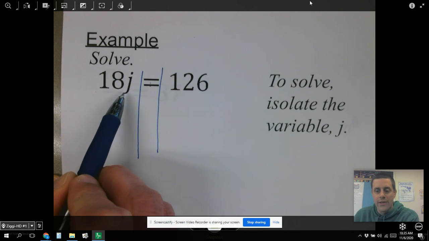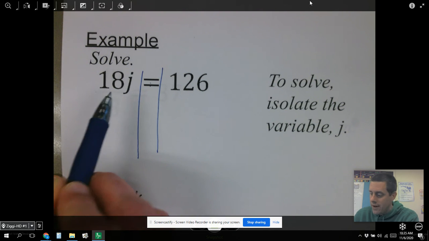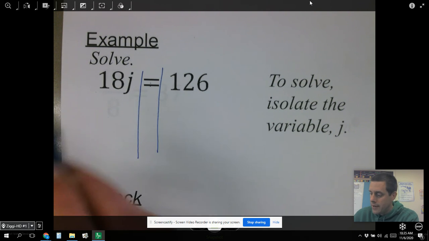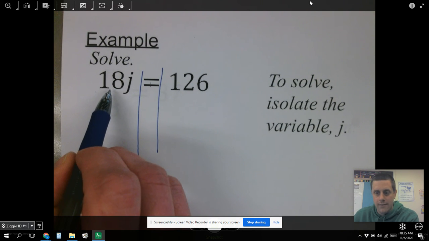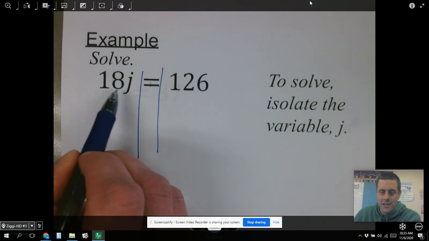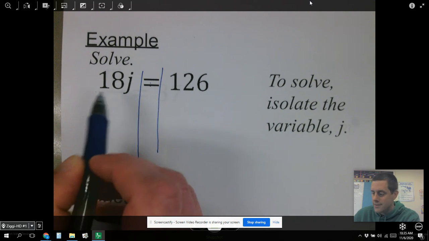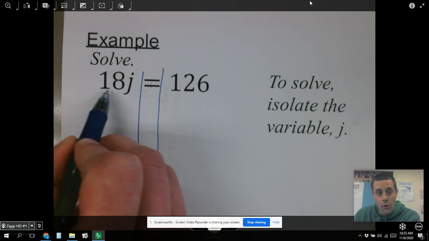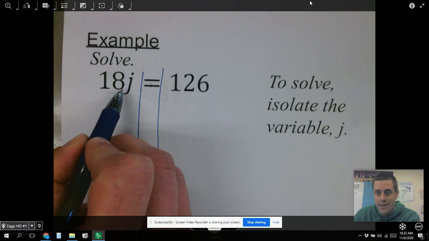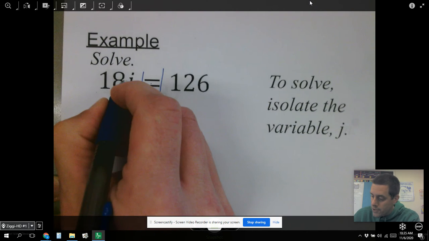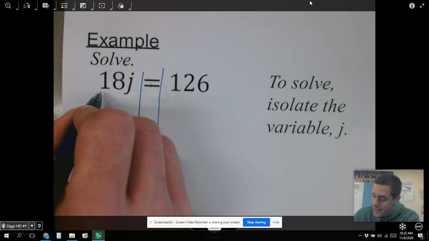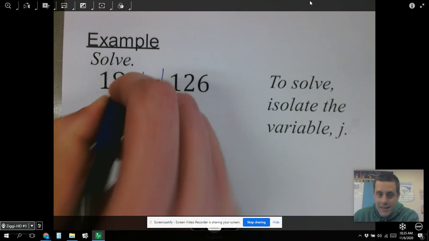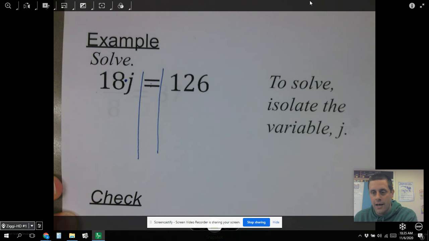To solve for j, we want to isolate it. We want it to be the only value on the left side of the equation. And right now, it's stuck with an 18. Now, the 18 is touching the j. So mathematically, what does that mean? Well, if you remember from previous lessons, a coefficient touching a variable with nothing in between means multiplication. So this expression, 18j, really means 18 times the value of j.